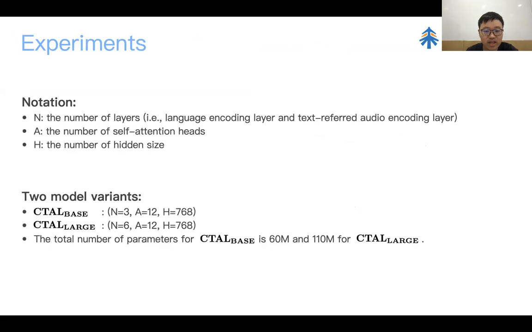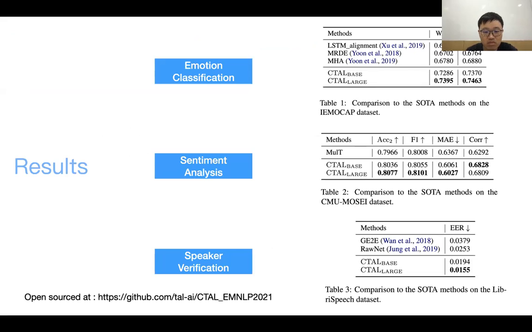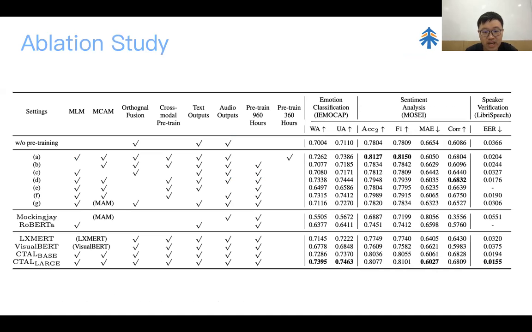Okay, so we conduct the pre-training with two sets of parameters, as you can see here. This gives us two model variants, a base one and a large one. Our Zitao model is evaluated on three well-studied tasks, including emotion classification, sentiment analysis, and speaker verification. All the relevant results are listed here, and apparently our model achieves the best performance. Furthermore, we conduct a detailed component analysis to better understand the proposed model. Due to the time limit, please check the details in our EMNLP paper.